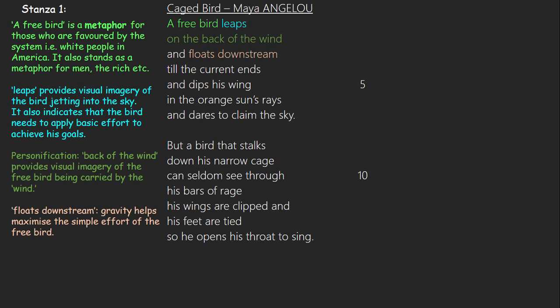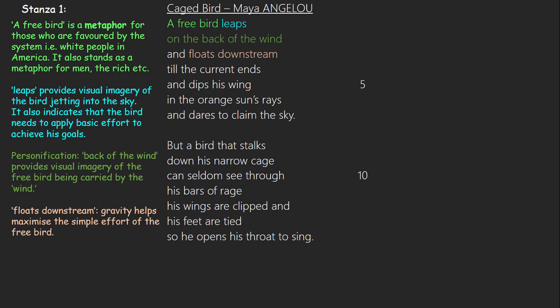because the free bird is actually personified. We also see personification in the second line, and that is the phrase on the back of the wind. On the back of the wind provides visual imagery of the free bird being carried by the wind. So the wind here is personified to show that it is alive and well, and it's part of the infrastructure that has been set in place to aid the free bird as it goes around, trying to achieve what it set out for itself.